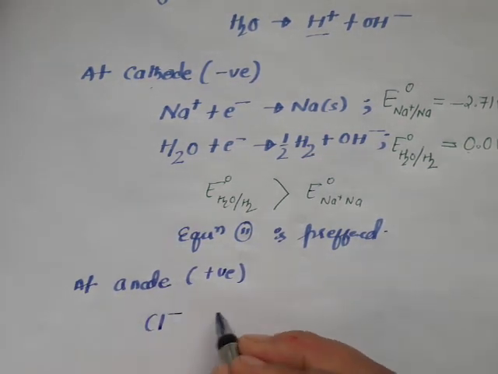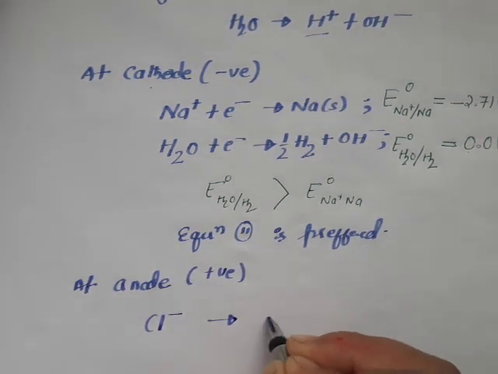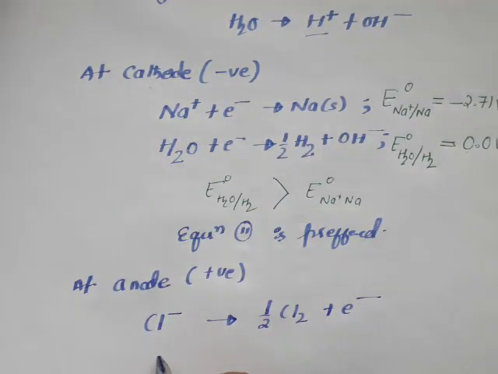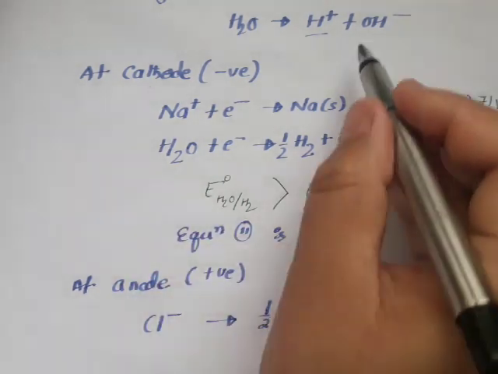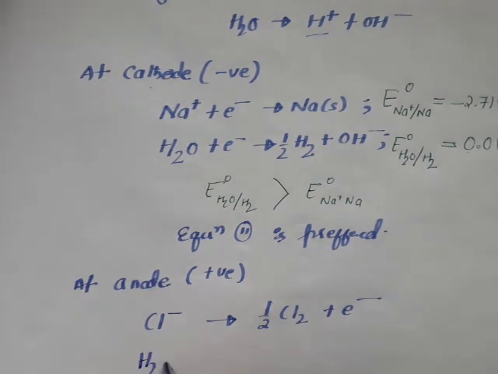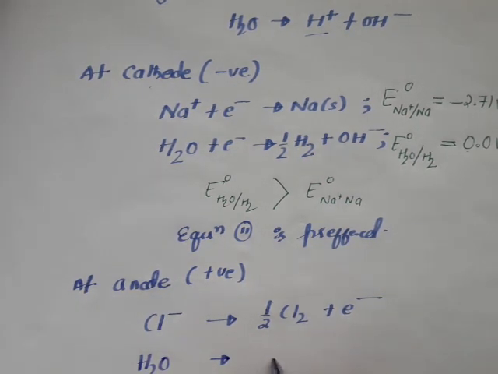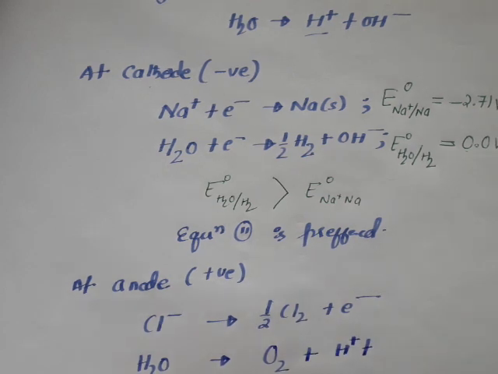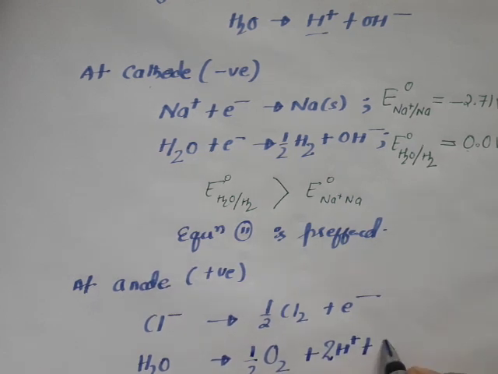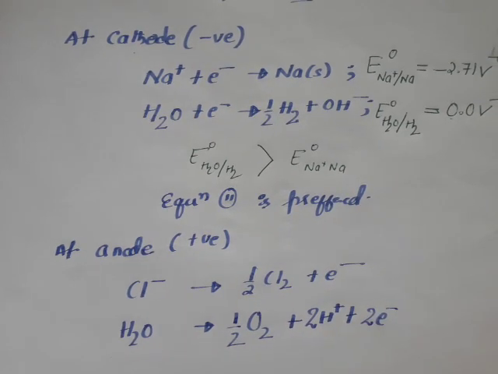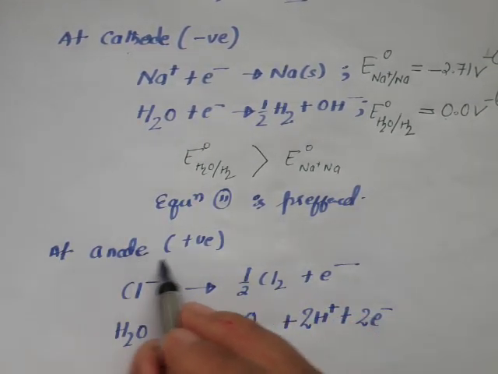So chloride ion, when it oxidizes, will convert to chlorine gas and one electron, isn't it? And when hydroxide gets oxidized, again it is coming from water, so water will get oxidized to oxygen and hydrogen ion. So balance the equation. How much oxygen is there? Oxygen 1, make this 1 and hydrogen 2. Now 2 positive ions means it releases two electrons. So these are the reactions which might take place at anode.